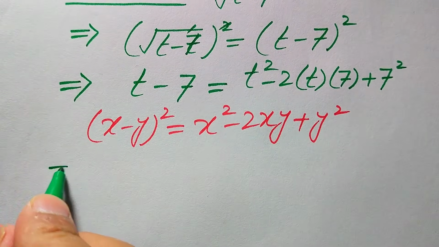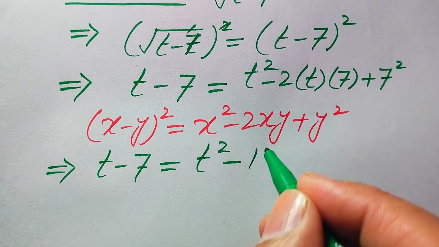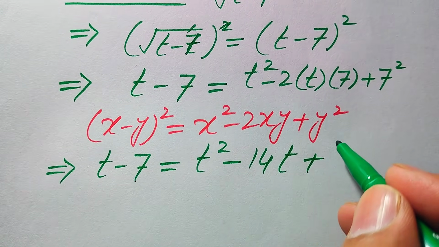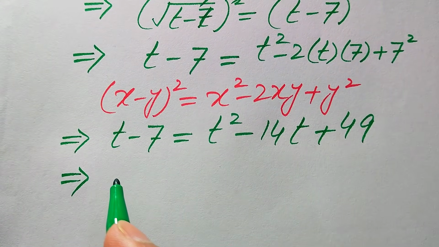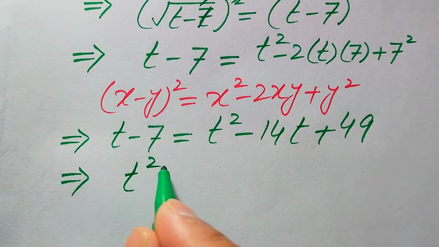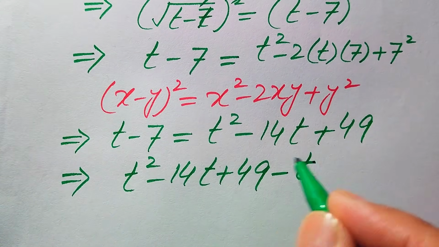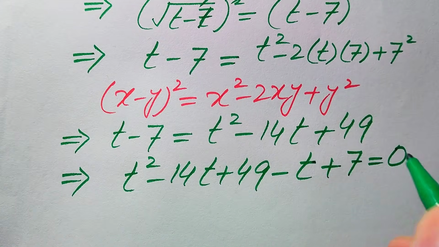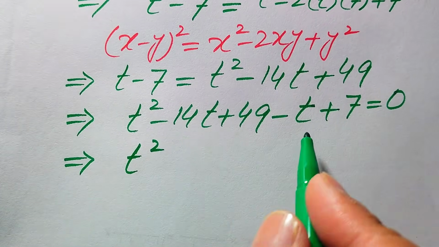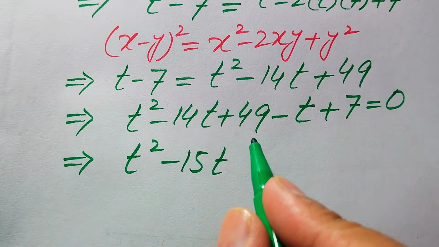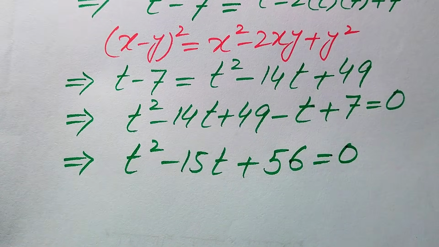In the next step, we need more simplification, and it will be written as t minus 7 equals t square minus 2 times 7 becomes 14 times t plus 7 square becomes 49. Further, we rearrange the terms. For this we move all the terms from the left hand side to the right hand side, and it will be written as t square minus 14t plus 49. This plus t becomes minus t, this minus 7 becomes plus 7, and this whole equation equals 0. Then we have t square minus 14t and minus t becomes minus 15t, and 49 plus 7 becomes 56, and this whole equation equals 0.